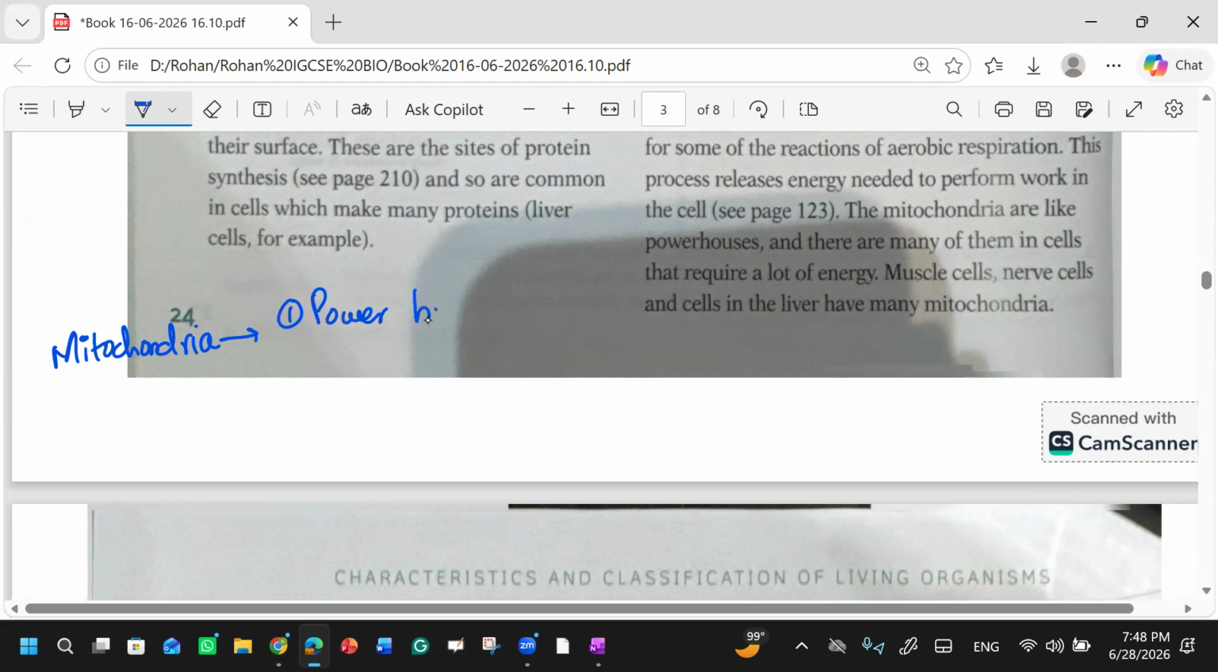It is the powerhouse of the cell. It means it produces energy. Second, it helps in signaling of the cell. The cell needs signals to do some of the functions.